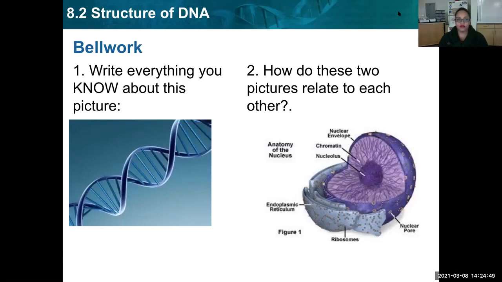What else do you know about it? What do you think? It's a double helix, good. It has a double helix, nitrogen bases, good. Angelina, genetic code, good. Desiree? ATGC, yep. It's made of a bunch of letters. We'll learn about that today.